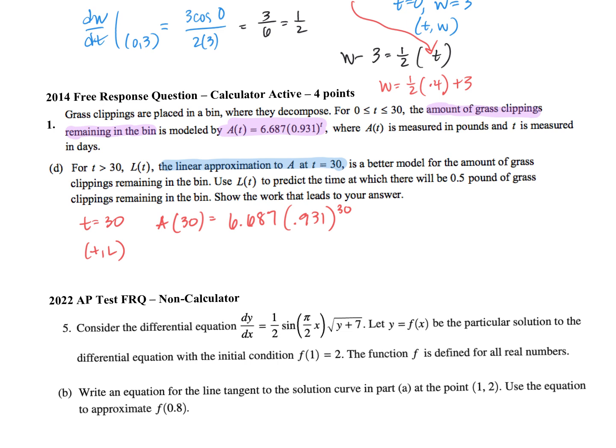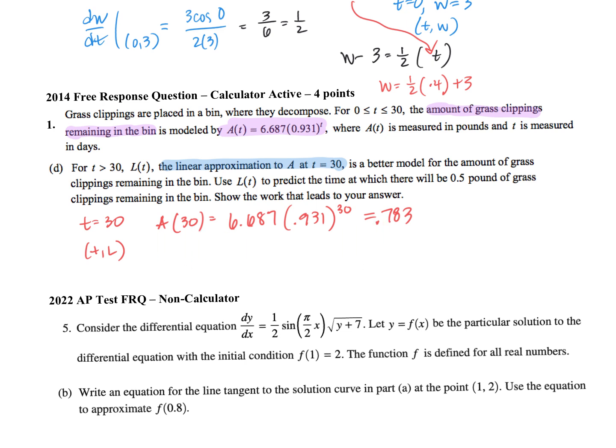We could totally do that as opposed to having to get the value. I'm going to get the value, and I think someone else is too. 6.687 times 0.931 to the 30th. Did you get 0.783, Kate? Perfect. 0.783. Let me tell you what I just did there. They're saying the amount of grass clippings. We're saying on the 30th day, there is going to be 0.783 pounds of grass clippings in the bin.